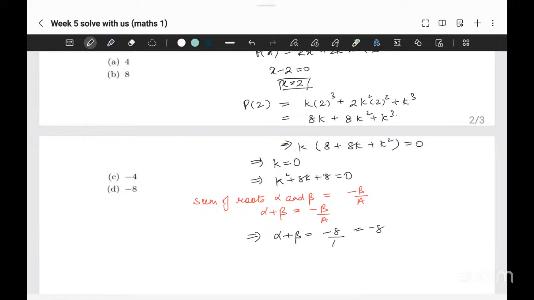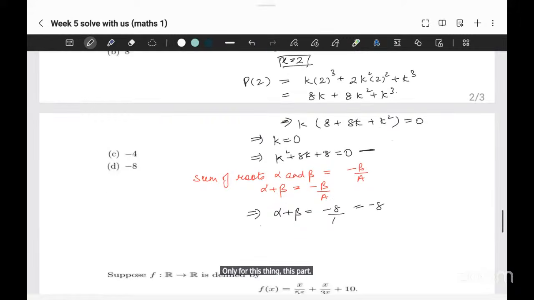Only for this part. Okay. So what will be the total sum of values? Which will be 0 plus minus 8, which is equal to minus 8. Yes or no?